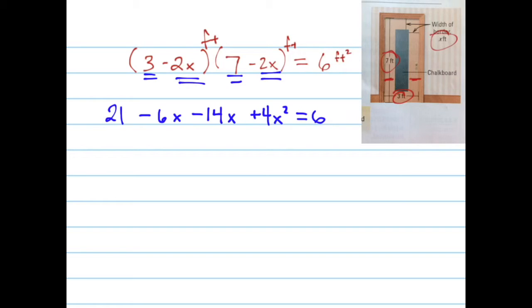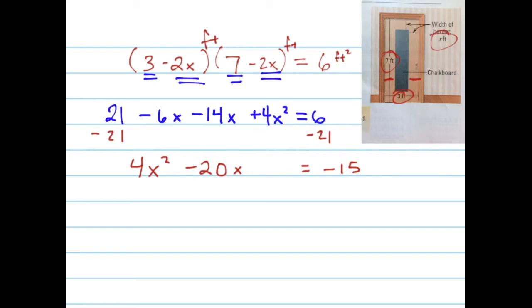Okay, so let's rearrange this a little bit. We want to add the like terms. We want to put them in order. And we want to move that 21 to the other side, because remember, we want the constant terms on the other side. So that's going to give us 4x squared minus 20x equals negative 15. So far, so good?